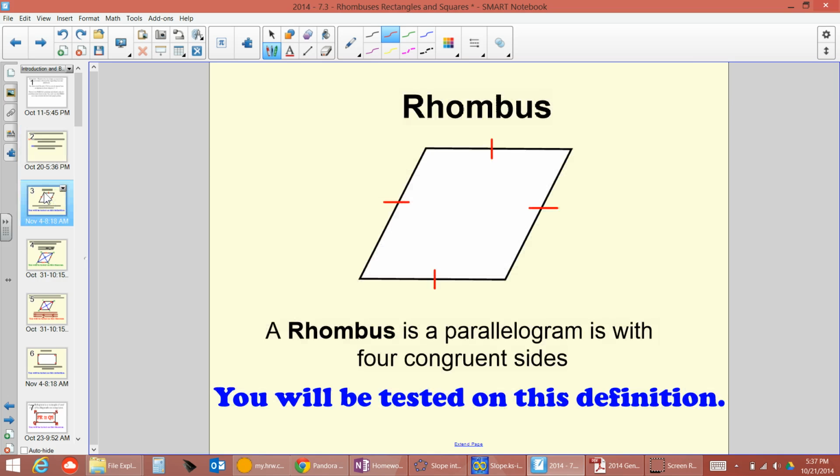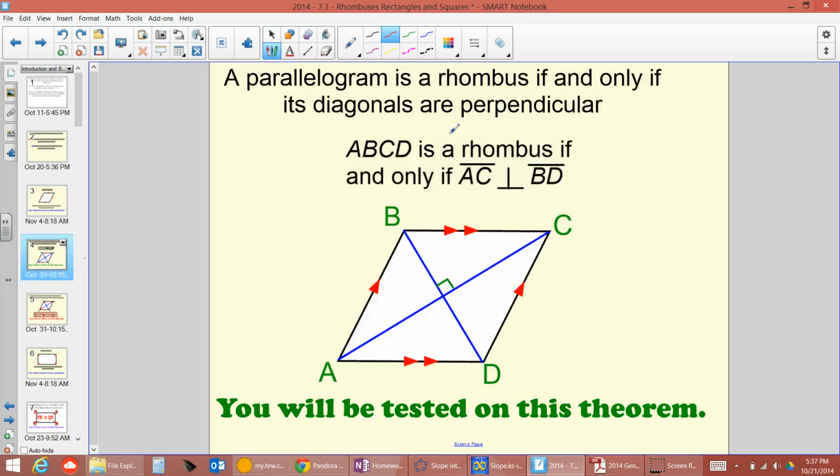So for our purposes today, we'll talk about a rhombus. A rhombus is just a parallelogram that has been squished down until all four sides are congruent. We'll be tested on this, so make sure you know what a rhombus is. Now, each rhombus has some pretty cool special characteristics.